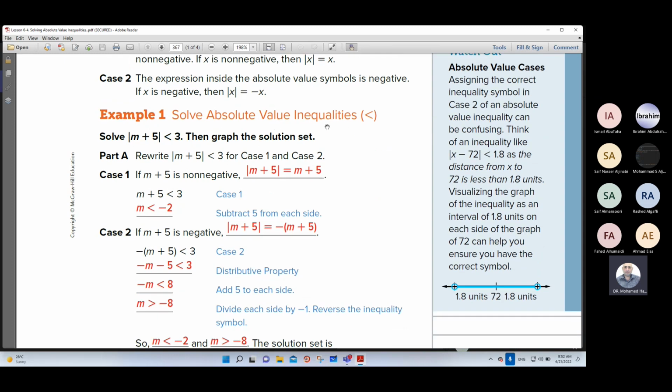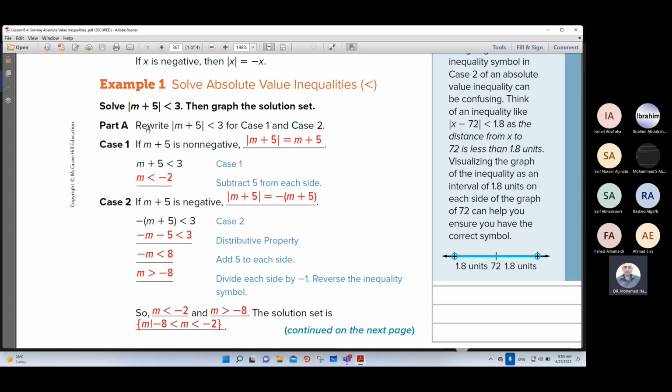Example. Solve absolute value inequalities using less than, using this sign. For example, solve absolute value of m plus 5 less than 3. Then graph the solution set. And as you see here, we have two cases. Rewrite the absolute value of m plus 5 less than 3 for case 1 and for case 2.